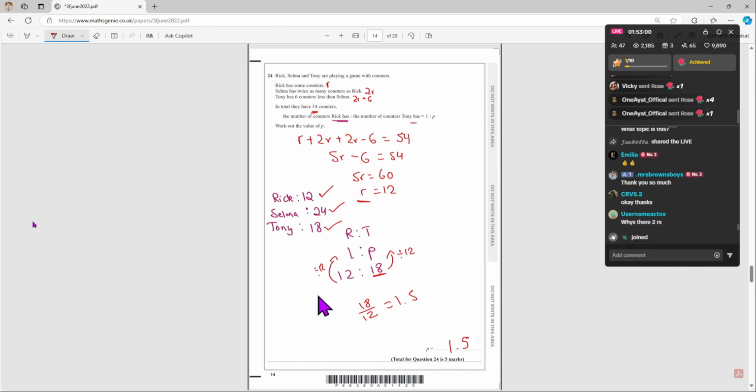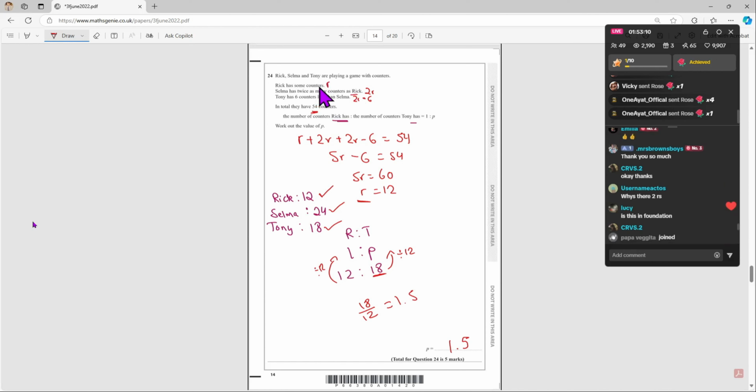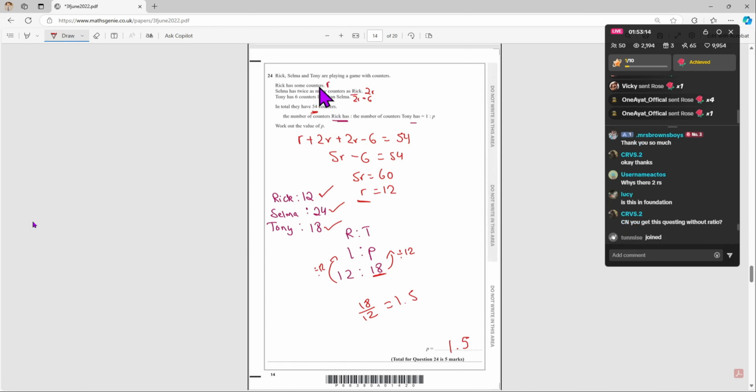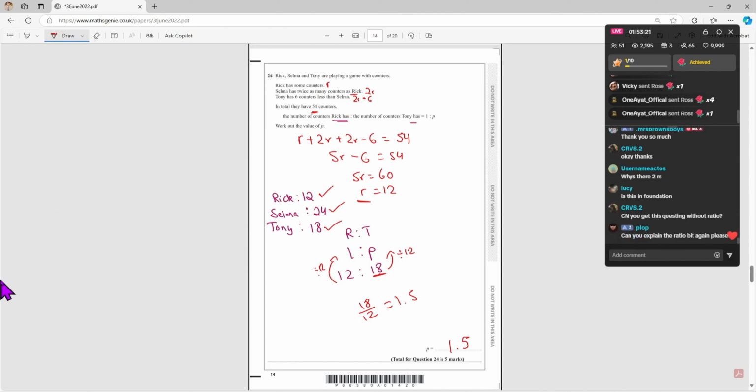So why the 2R? It is because Selma has twice as many counters as Rick. Rick has R counters, so Selma will have twice the amount of Rick, so it's going to be 2R instead, okay? So let's move on to our next question, please.